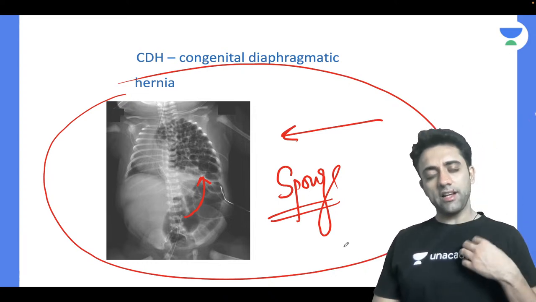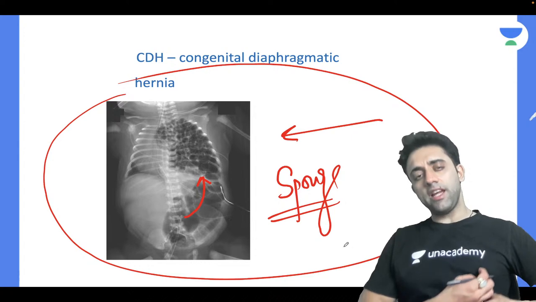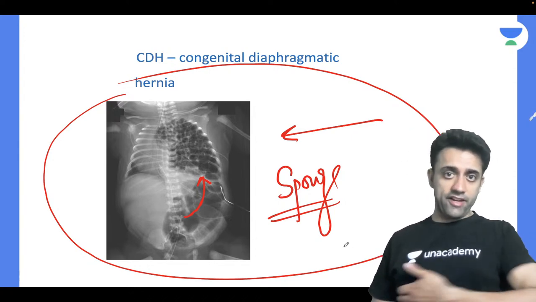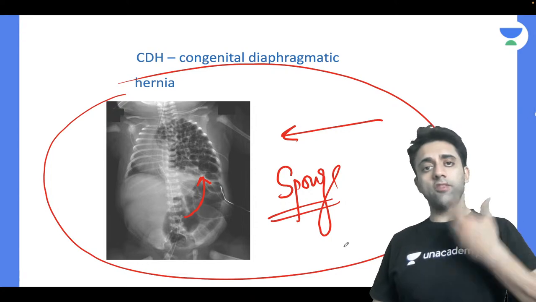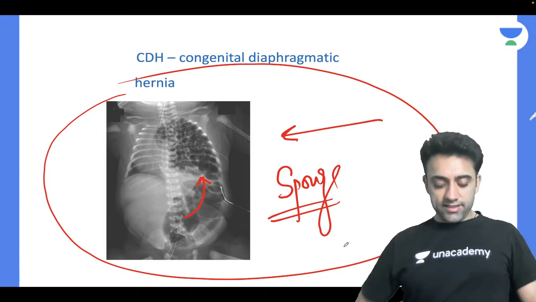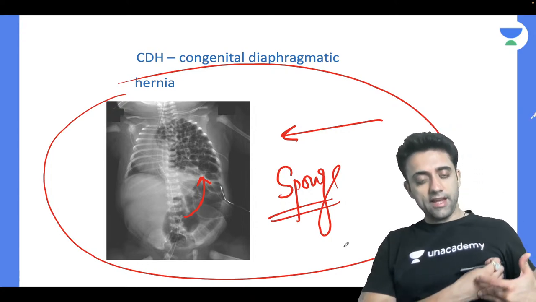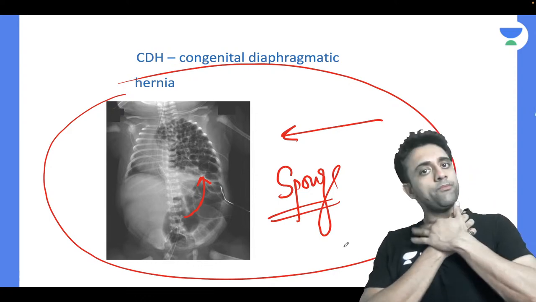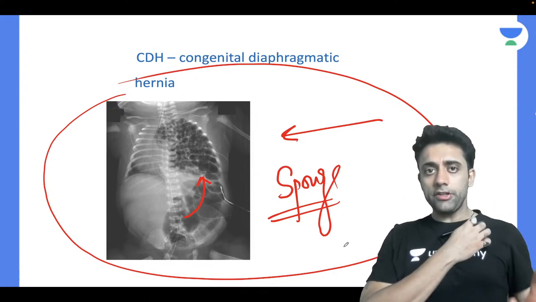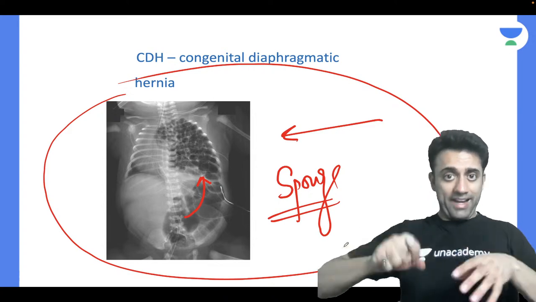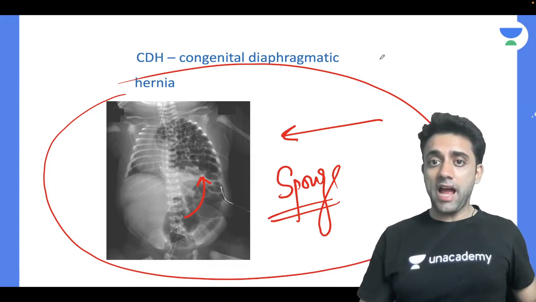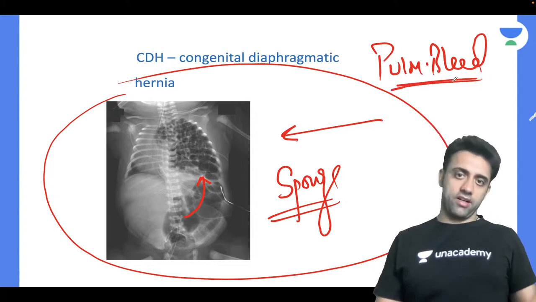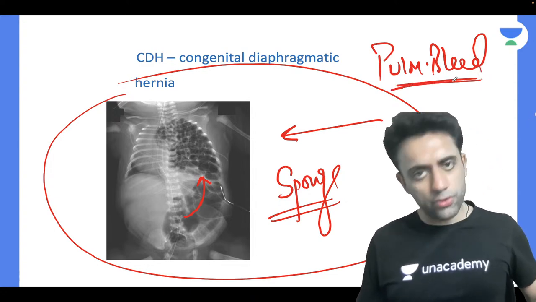I'll repeat again, the lungs are like sponge. When the intestine has gone, congenital means by birth, diaphragm, this is the diaphragm. Diaphragm separates the thorax from the abdomen. And in hernia, there's a protrusion of the intestinal contents in the left side of the chest. Okay, that will compress my whole lung, number one. Number two, if in this case I do a bag and mask, the baby will have pulmonary bleed, pulmonary hemorrhage. That is why congenital diaphragmatic hernia is the absolute contraindication.